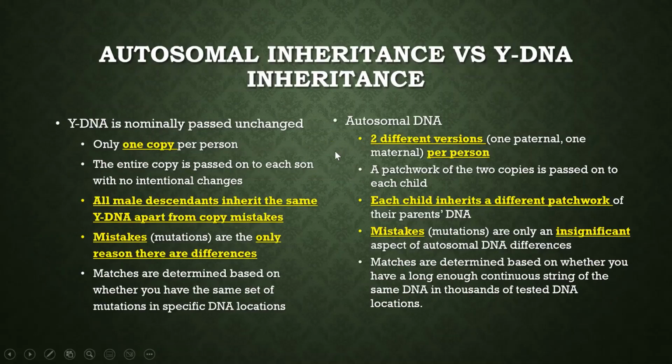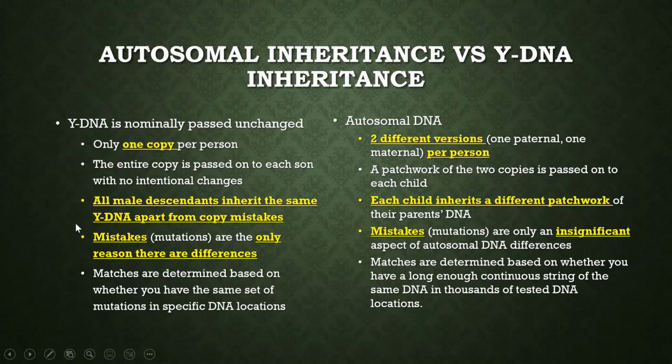Because of that, there are a few key differences in inheritance between Y-DNA and autosomal DNA. I've highlighted some of these in a side-by-side comparison. So Y-DNA generally passes on unchanged. Since there's only 1 copy per person, that entire copy gets passed on to each son, and there are no intentional changes to it that your body makes.